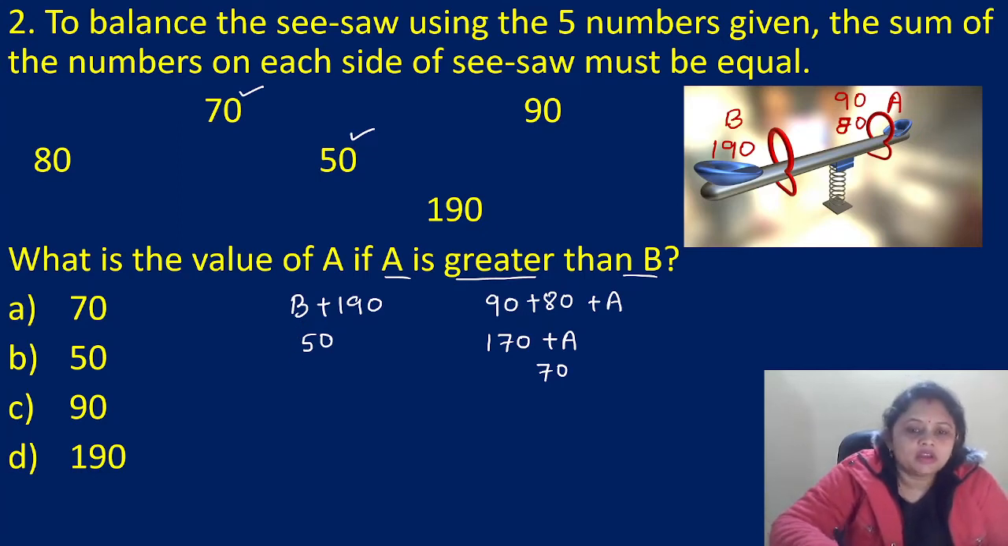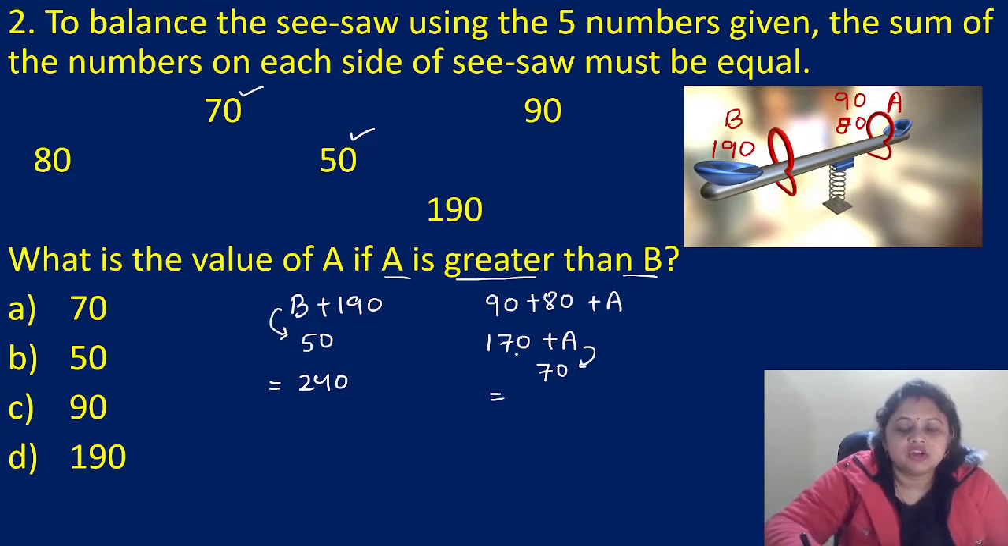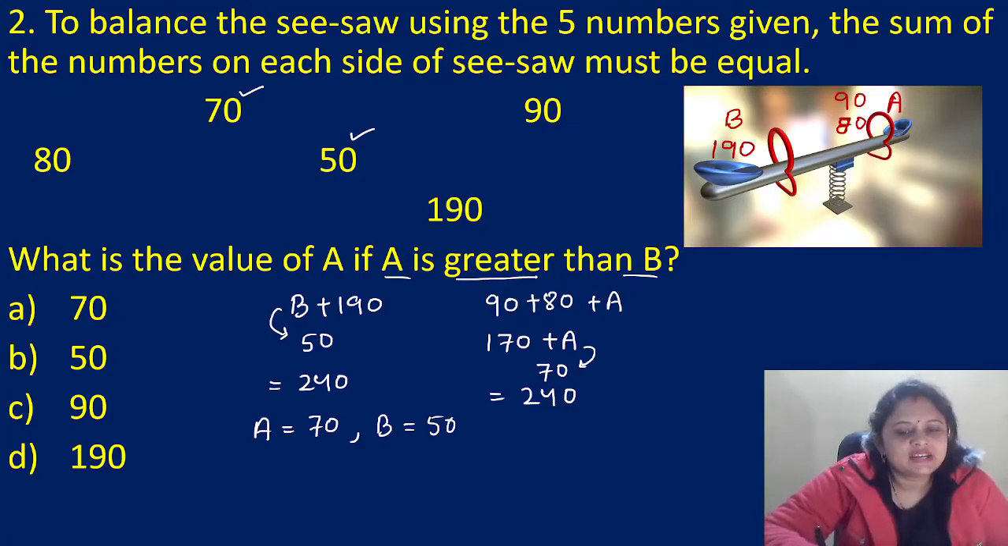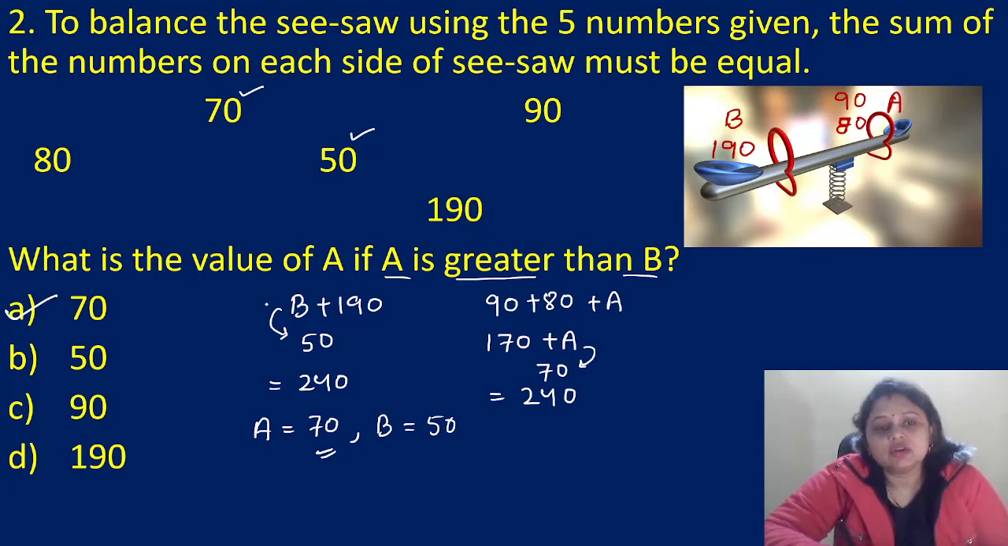So let us try 50 plus 190. The sum will be equal to 240. Here 170, and in case for A we have written 70, for B we have written 50. So 170 plus 70, it is equal to 240. So we can conclude that the value of A equals 70 and the value of B equals 50. Okay, so A is greater than B. Yes, it is correct. So what is the value of A? That is 70, and it is present in option A. So option A is the correct answer for the given question.